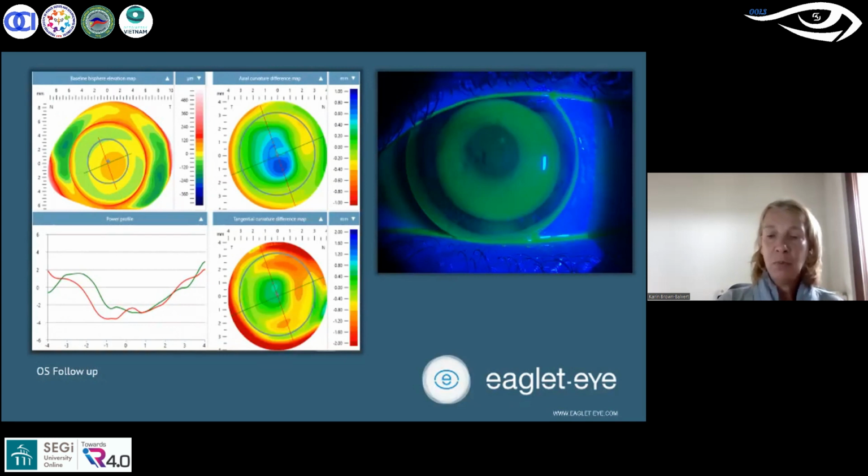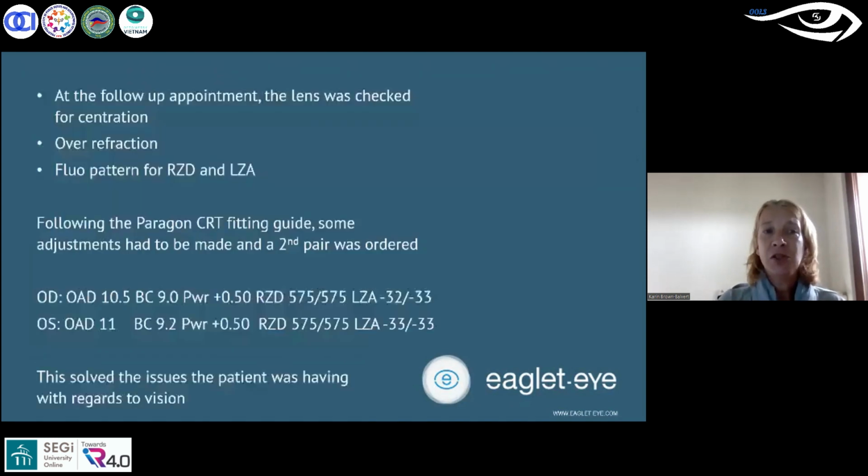At the follow-up appointment, the lens was checked for centration, over refraction, and fluor pattern for the return zone and the landing zone. And following the Paragon CRT fitting guide, some adjustments had to be made, and the second pair was ordered. So the second pair actually gave her slightly different parameters on the return zone than the landing zones, but it solved the issues the patient was having regarding the vision. So she ended up 20/20 in both eyes.